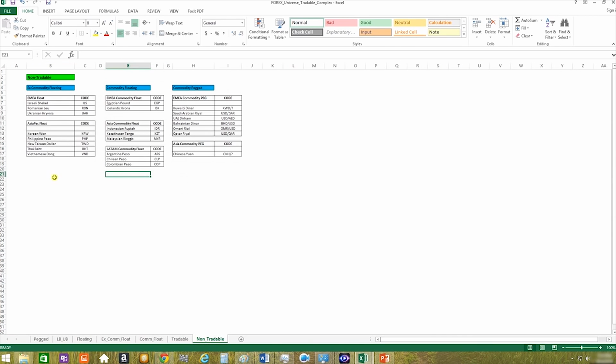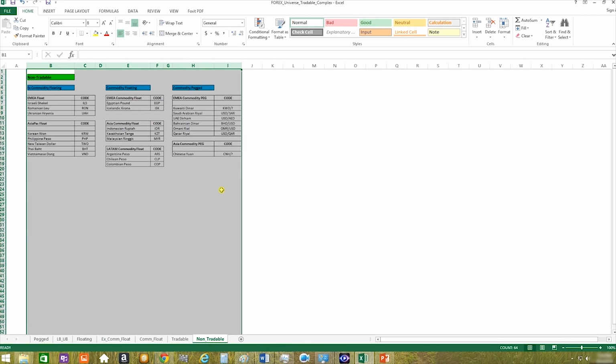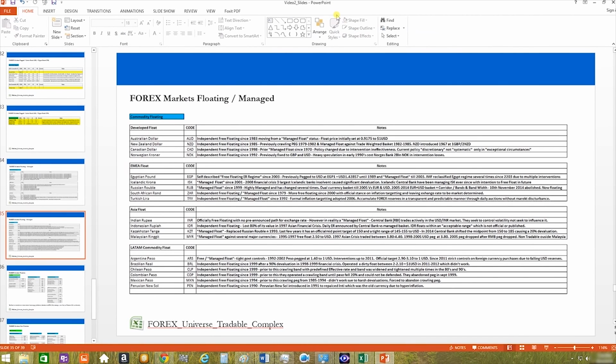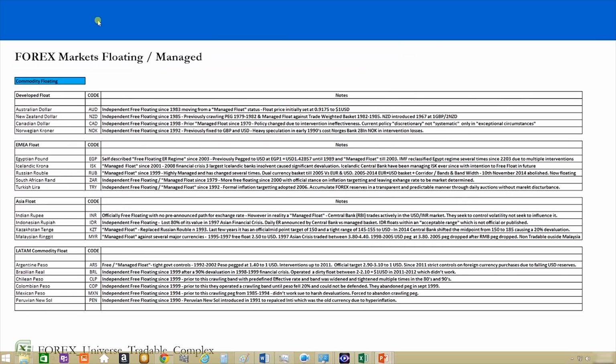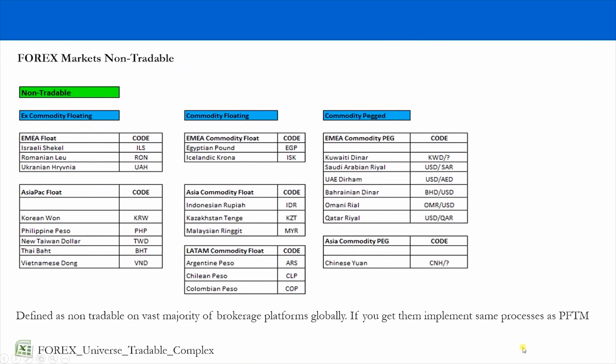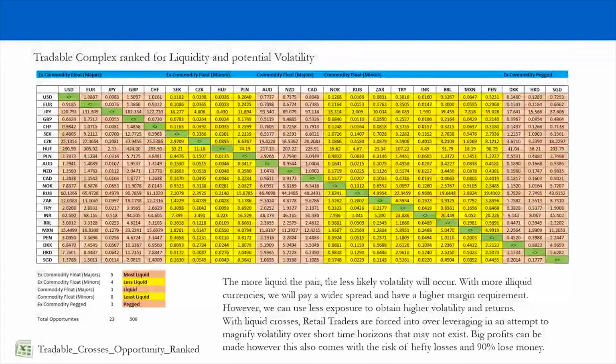And we have all the tradable instruments here. What we've also got is what's generally not tradable. So we've split that up into the X commodity floating currencies, the commodity floating, and the commodity pegged currencies. These are a universe that basically are generally not tradable on retail trading platforms. So again, download the spreadsheet, go through the process yourself, understand how we've got to this point, and you'll be able to do that in your own time. We have the tradable complex here. What we have here is the non-tradable complex, so screenshots of the spreadsheet that you have access to in the downloads area.